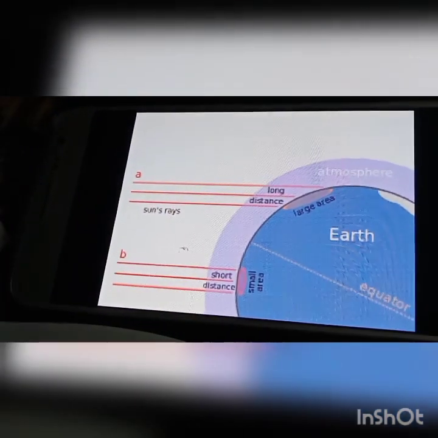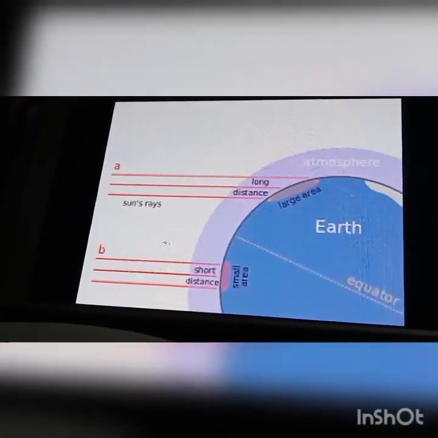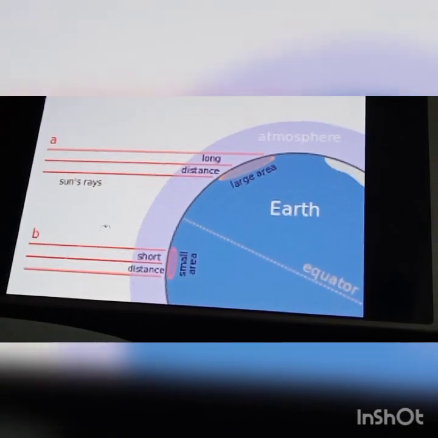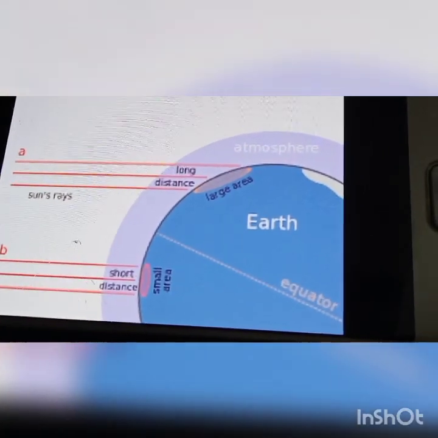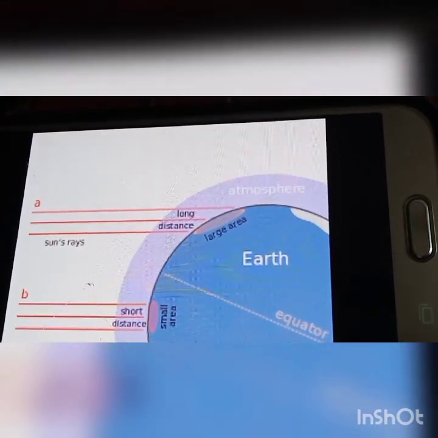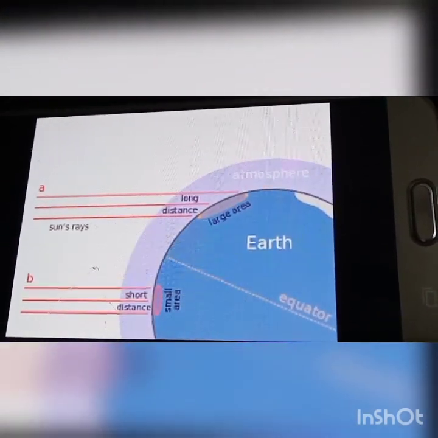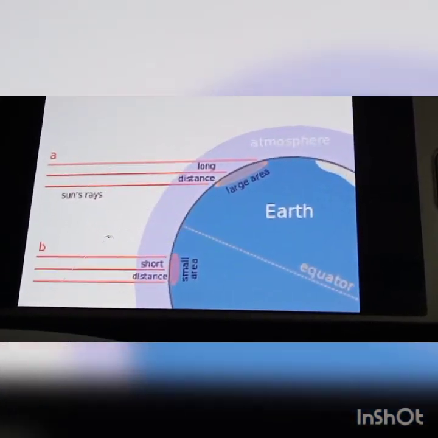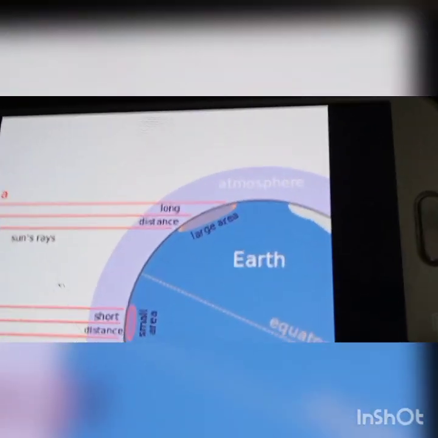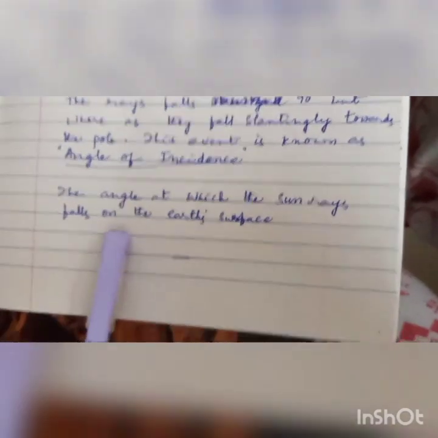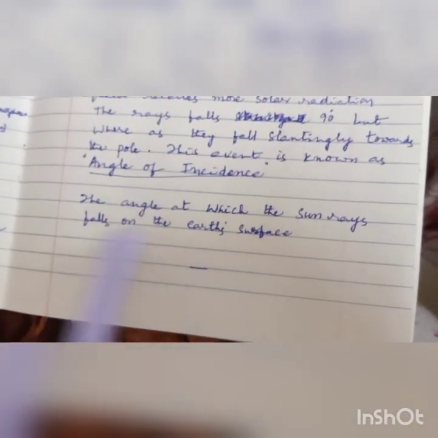So by that we can understand in which area insolation is more and in which area insolation is less. We can get an idea that the area near the polar region receives less insolation, whereas the equator receives more insolation. So see the angle of incidence. Once again, the angle of incidence is nothing but the angle at which the sun's rays fall on the earth's surface, which we call the angle of incidence.